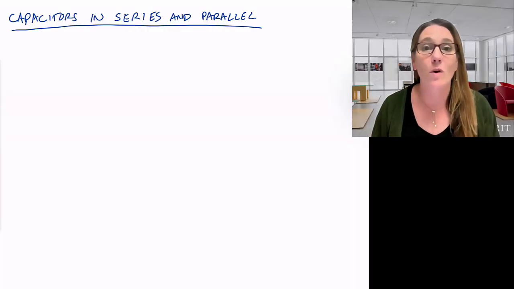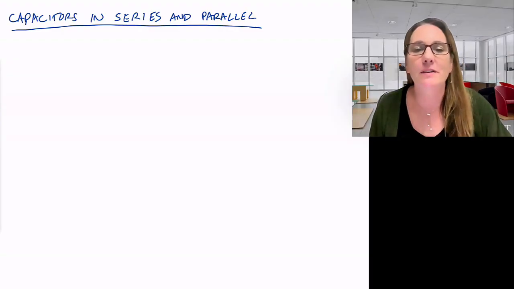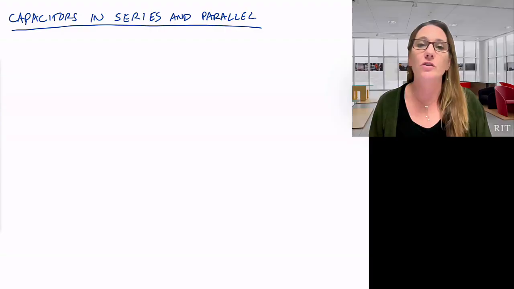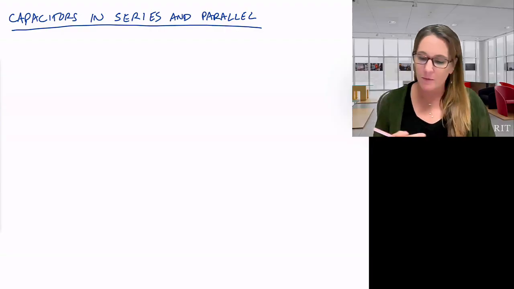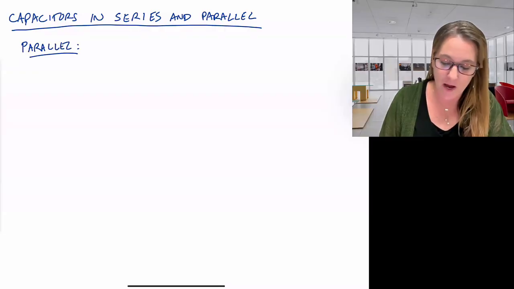So now that we understand one capacitor, let's go ahead and see what happens when we have a combination of multiple capacitors. We're going to specifically look at the case where our combination is going to be either in what we call series or in parallel. So let's go ahead and start with the idea of parallel first and introduce what that means.